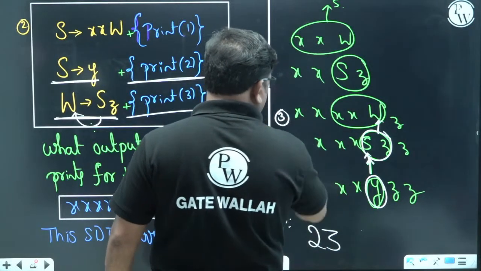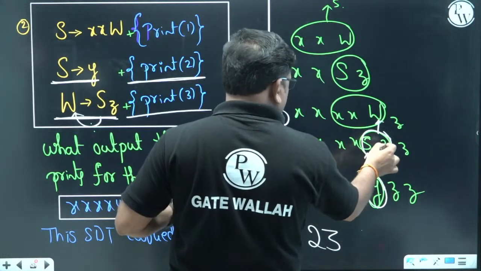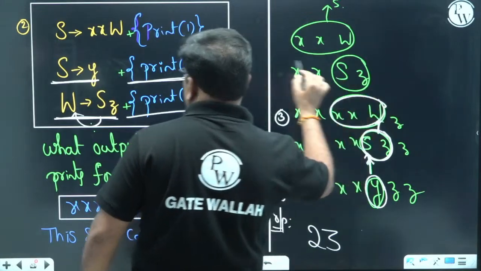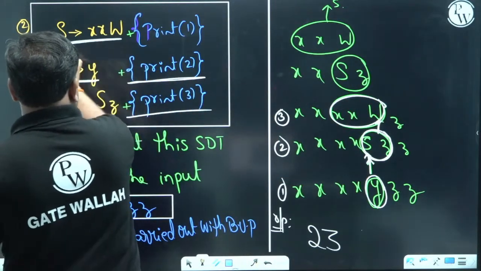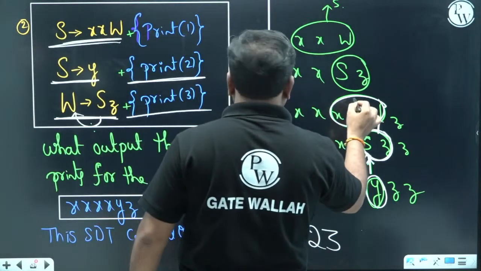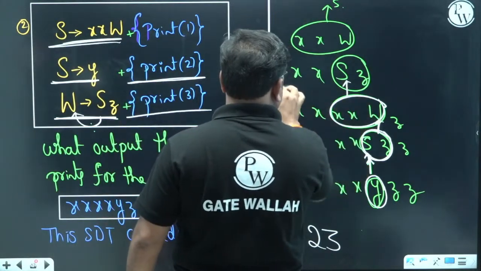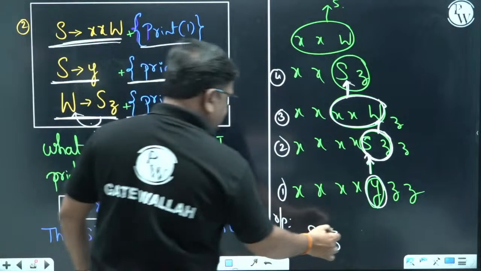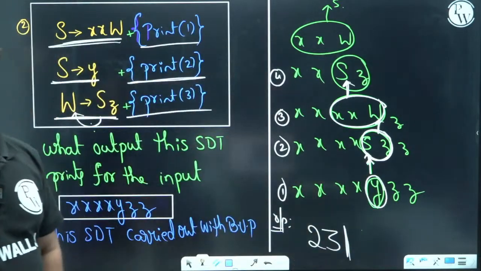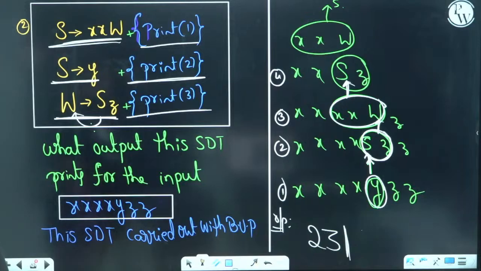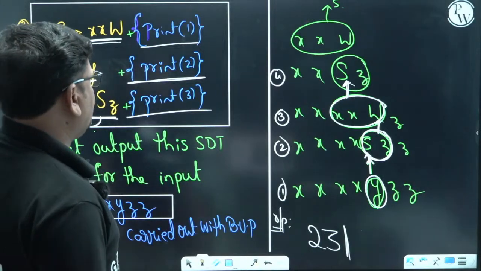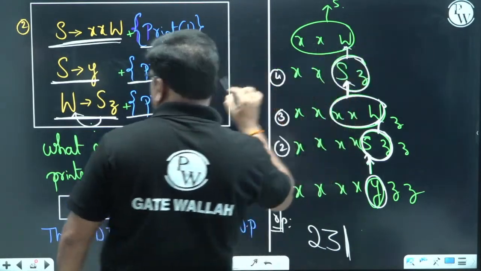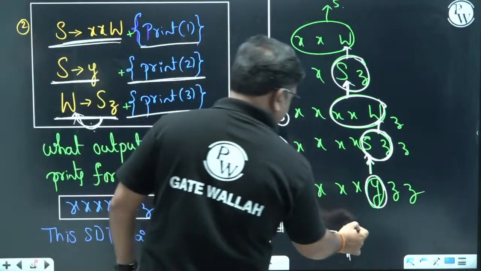So in the third step, what happens? SZ is replaced by W. Next, what is the handle here in the third step? XXW, the first one. So this is replaced by S. This is what is happening. Whenever this production is used, its rule 1 will be printed. Okay, right. Next one, the fourth step, what is the handle? SZ replaced by W. Rule 3 is there, so 3 will be printed.